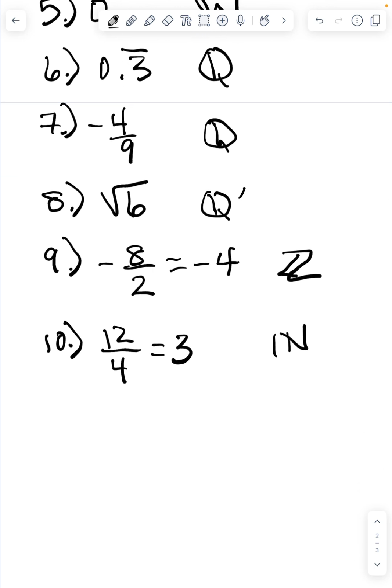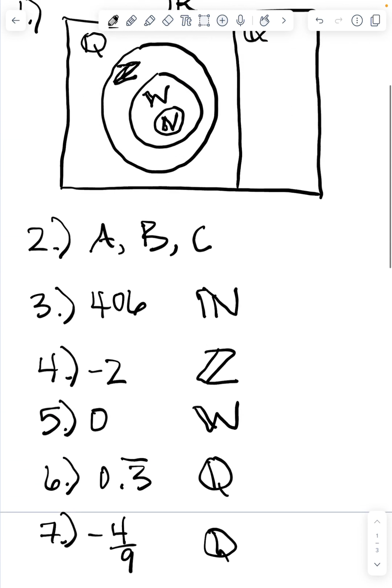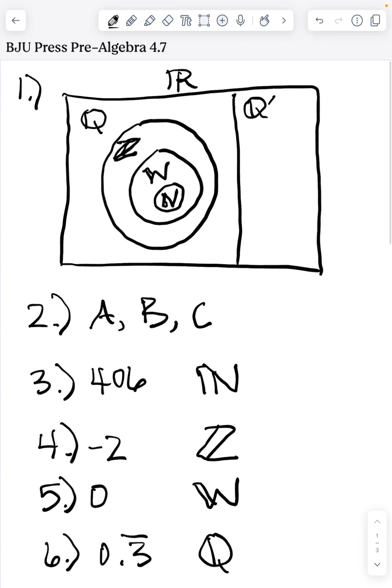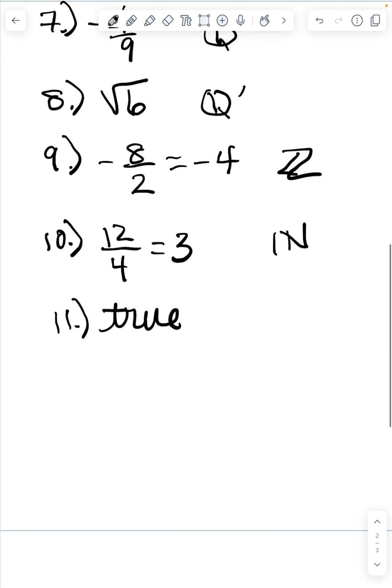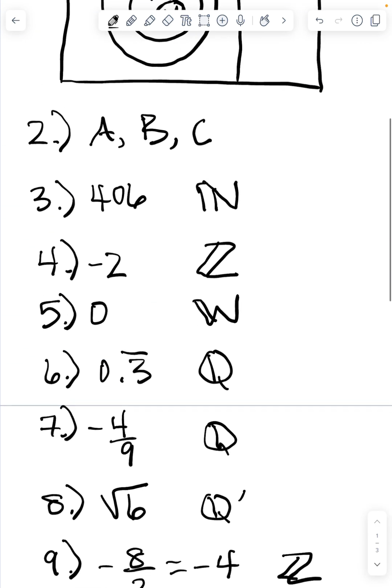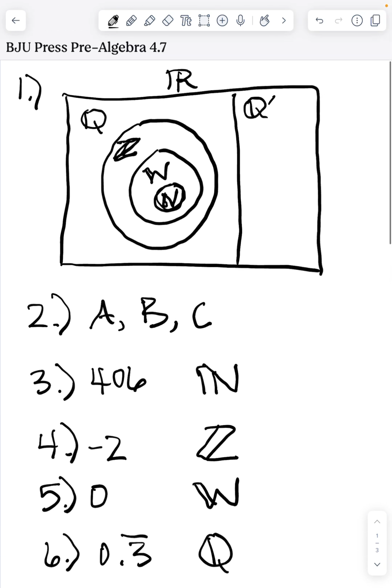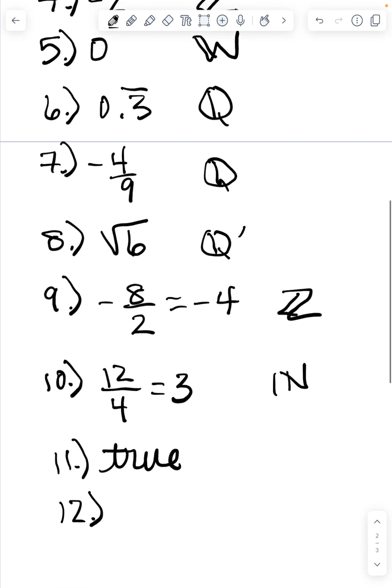State whether each statement is true or false. Number 11. Every natural number is an integer. True. You can see that by looking at our Venn diagram. Natural numbers fall inside the integer circle. So every natural number is an integer. Number 12. Every integer is a rational number. Yes, it is, because the integers, the Z's, are all inside the Q, the rational numbers.